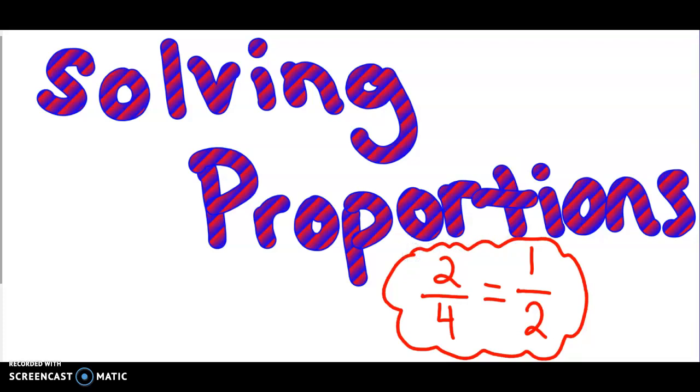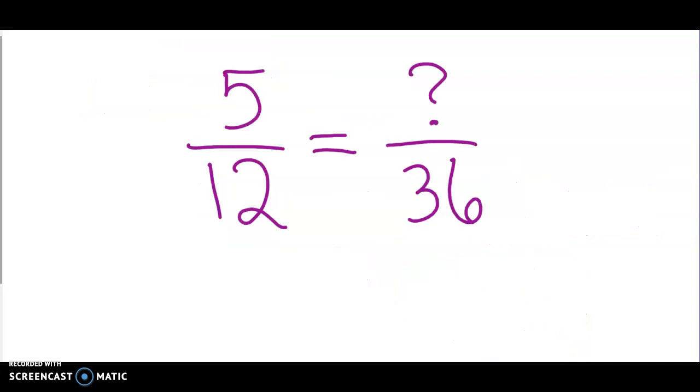We're going to take a look at some examples of proportions where one of the parts is missing or unknown. So in this proportion, I have the ratio 5 to 12 is equivalent to the ratio question mark to 36. So the first thing that I would want to do is look to see if I can find a multiplicative relationship from one ratio to the other. So looking in my denominators of 12 and 36, I see that to get from 12 to 36, I could multiply by 3. 36 is 3 times as big as 12.